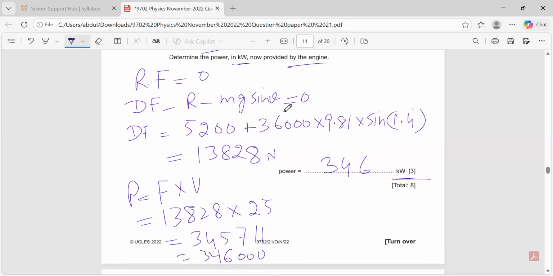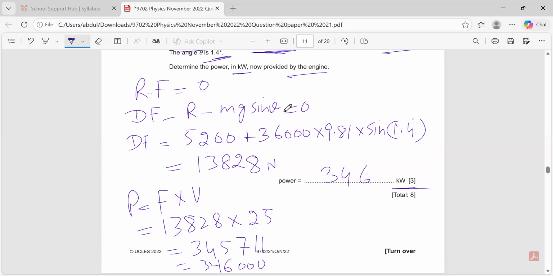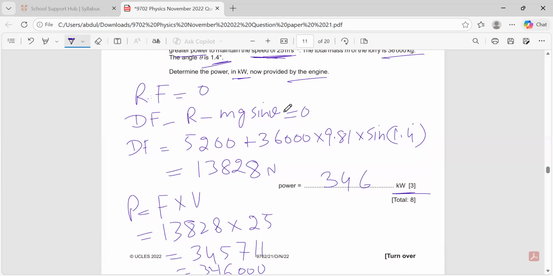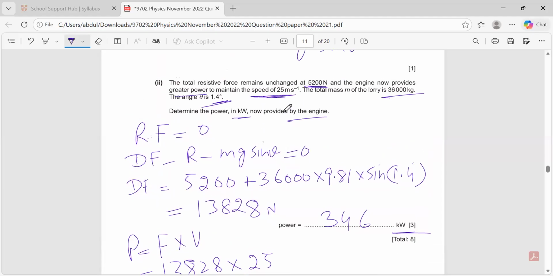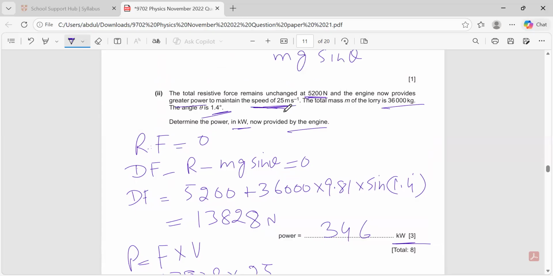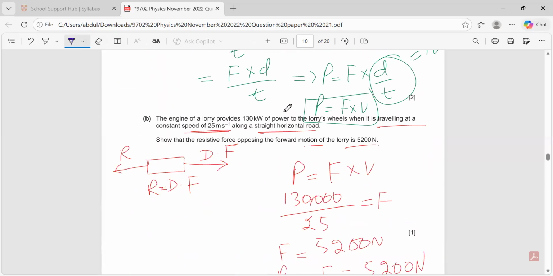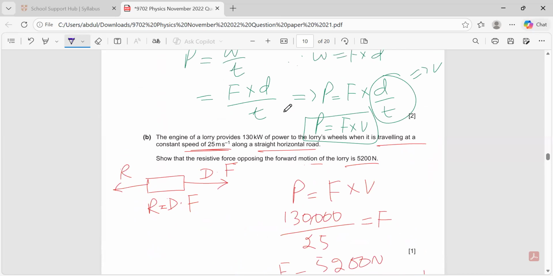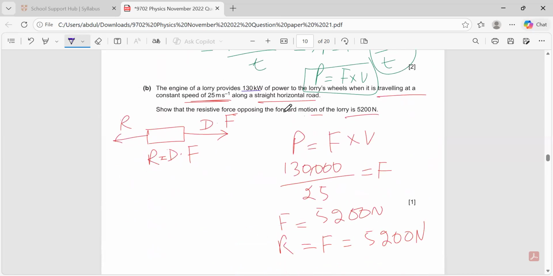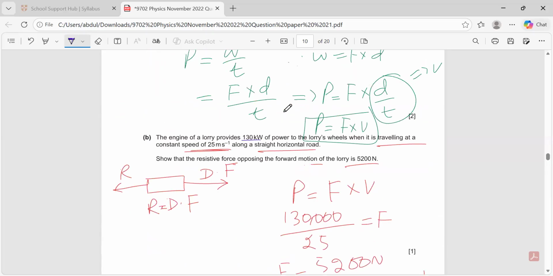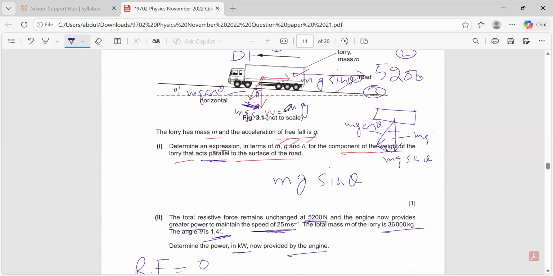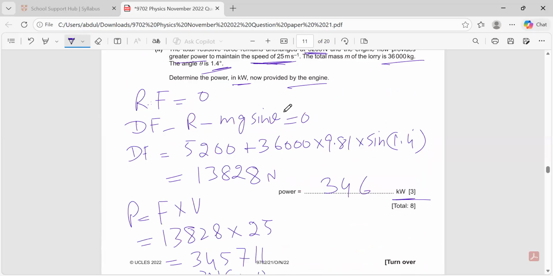Now see, as it is going up the slope, so more power the lorry engine has to generate so that it can go at the same speed. And see, what was the power in the beginning? Power in the beginning was given, it was 130 kilowatt. Now it is increased much more. It is now 346 kilowatt. So almost 3.5 times increase because it is going up the slope. So our answer is perfectly correct.